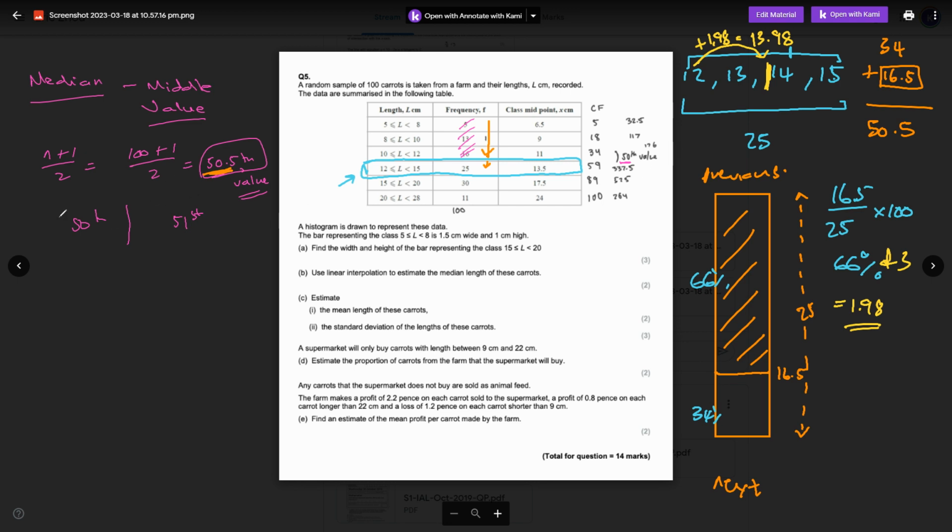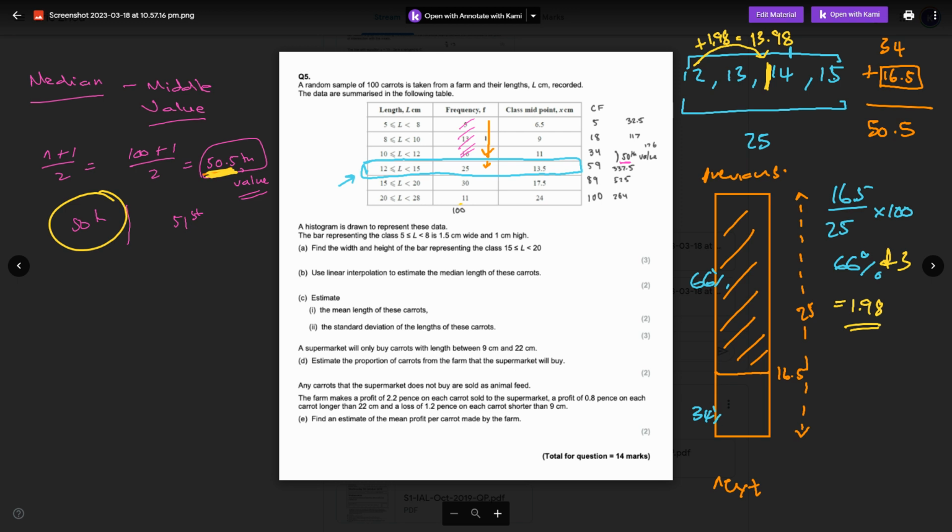Now, the question is: is the median at the 50th value, or is it actually at the 50.5th value? Because I've got a frequency of 100, I'm assuming that if I got 50 on this side and another 50 on this side, the median has to be between those two values, which is exactly 50.5, which is what I'm using over here.